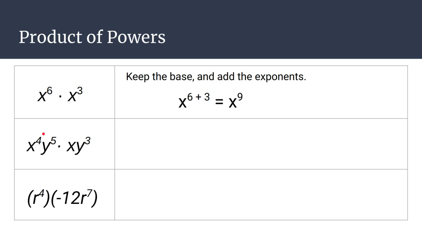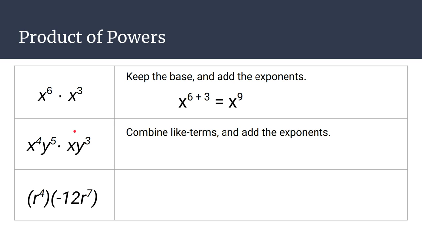My next example, I have x to the 4th, y to the 5th times x, y to the 3rd. You're going to keep your x's together, and then you're going to keep your y's together. So I can't combine 4 and 3 because my bases are x and y. They're not the same. So I have to keep my x's together and my y's together. Notice that this x doesn't have a number next to it. It's because there's a 1 over here that we cannot see.